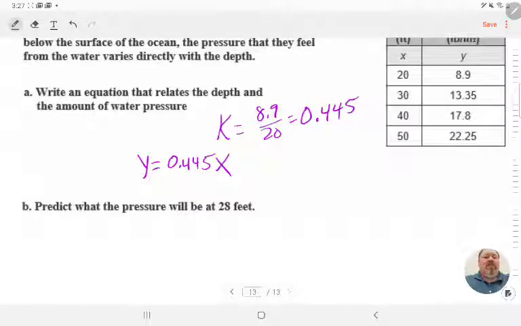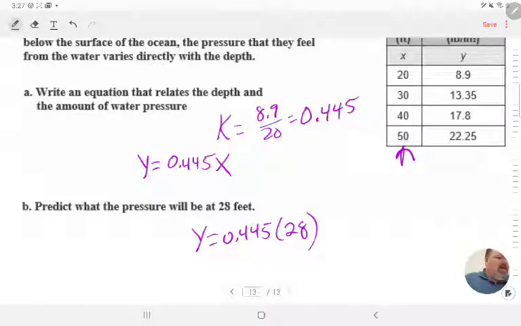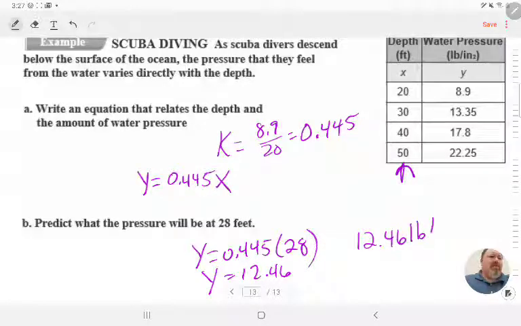And then predict what pressure will be at 28 feet. Well, feet is my x, so I replace x with 28. So y equals 0.445 times 28. And that is going to give me y equals 12.46, I think it's pounds per square inch.